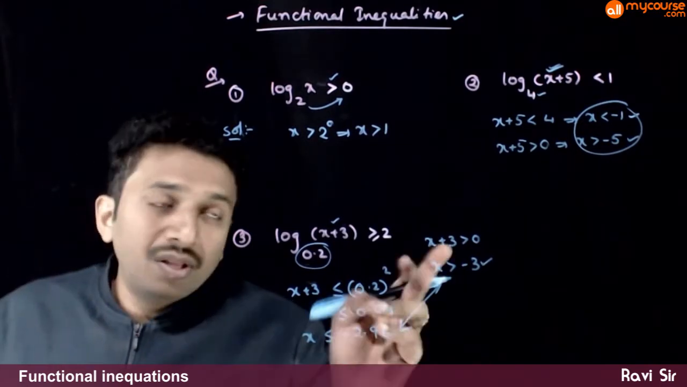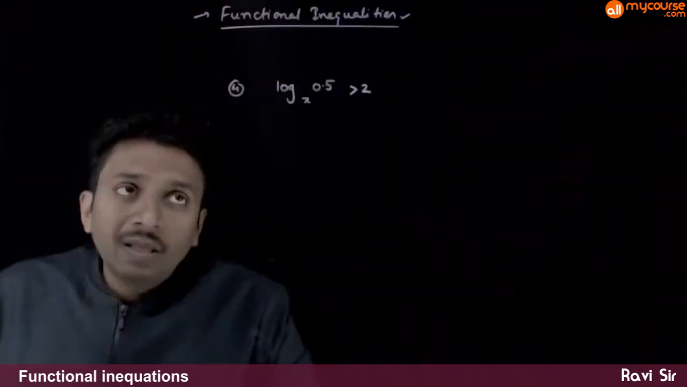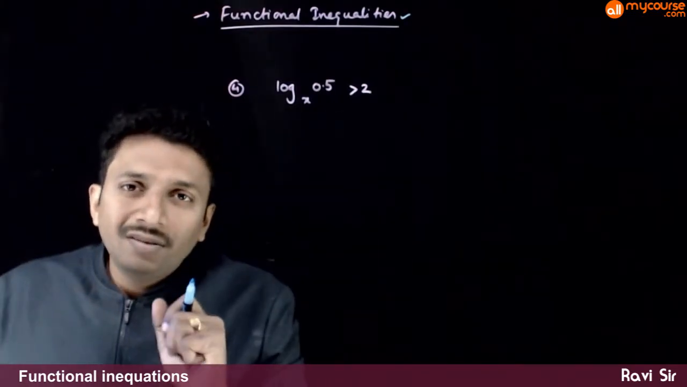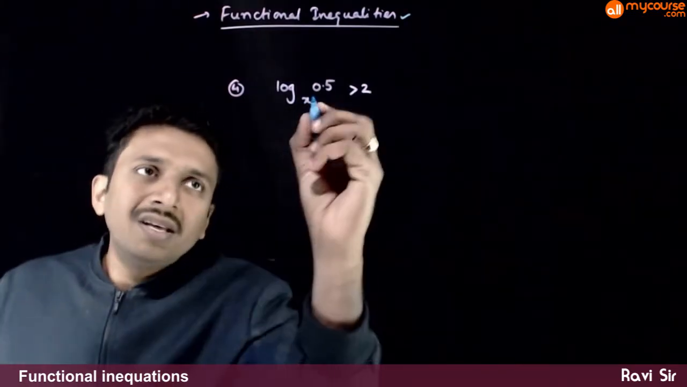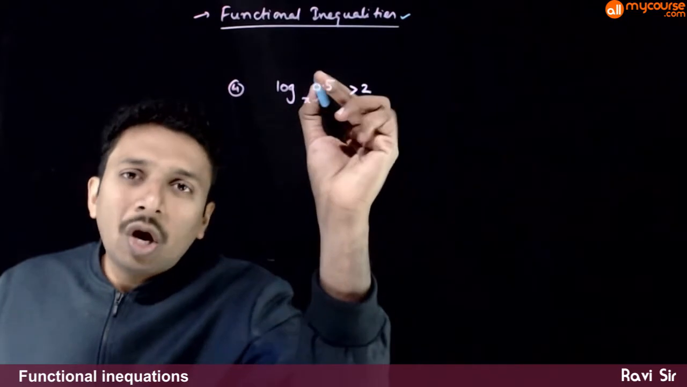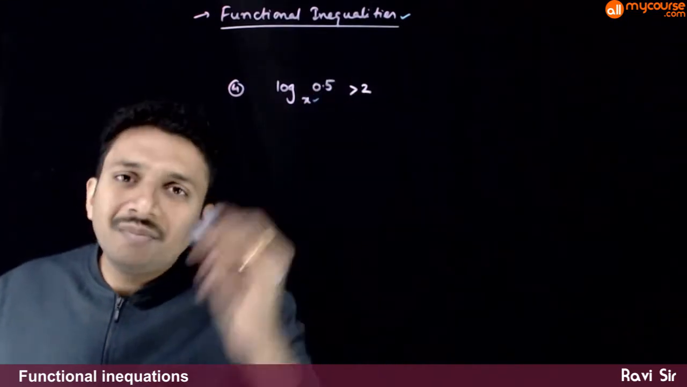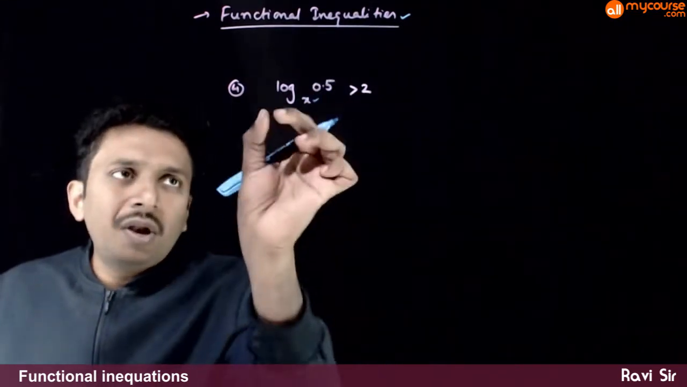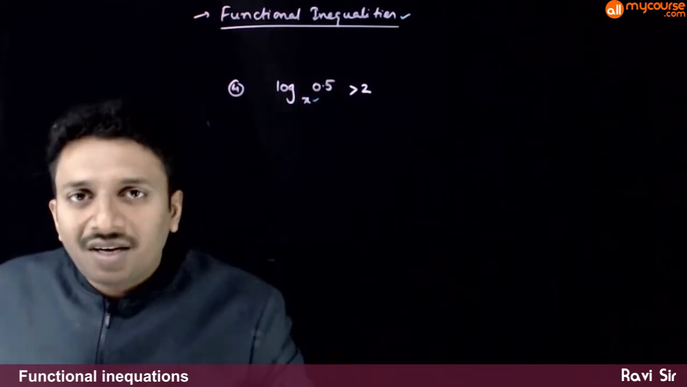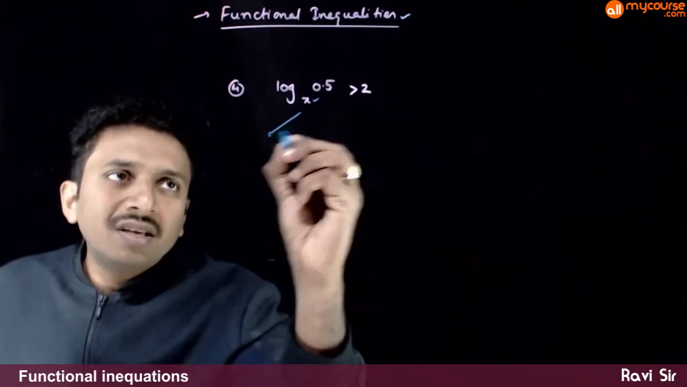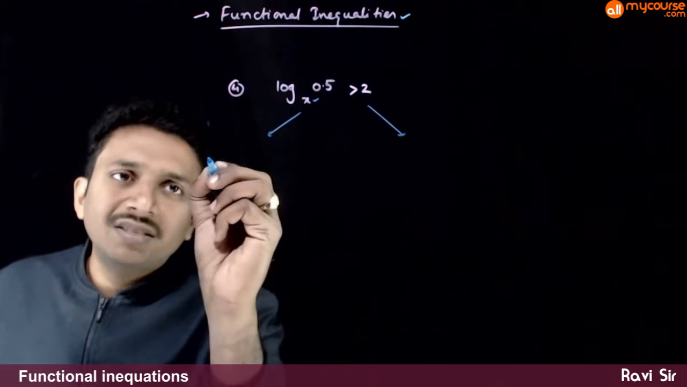So now let us go to the fourth question. If you look at this question, it is slightly different because the variable is not in the argument. The variable is in the base. So log 0.5 to the base x is greater than 2. I'll solve this in two different cases.